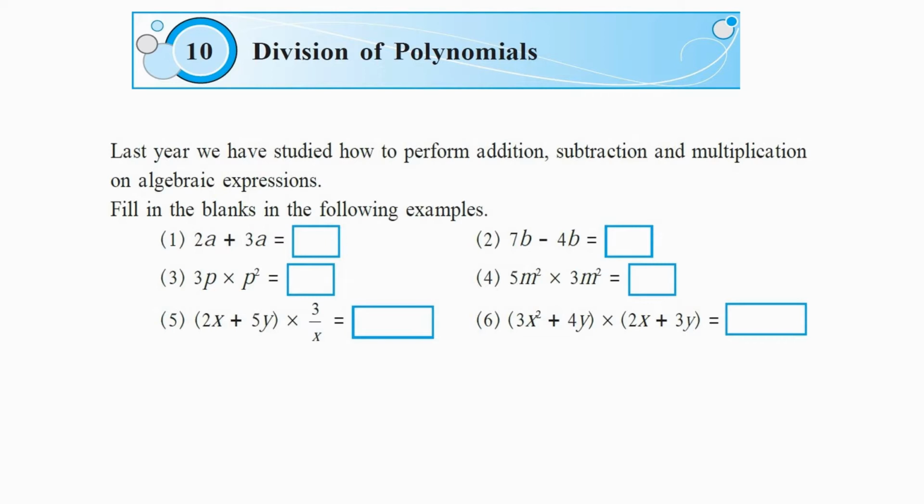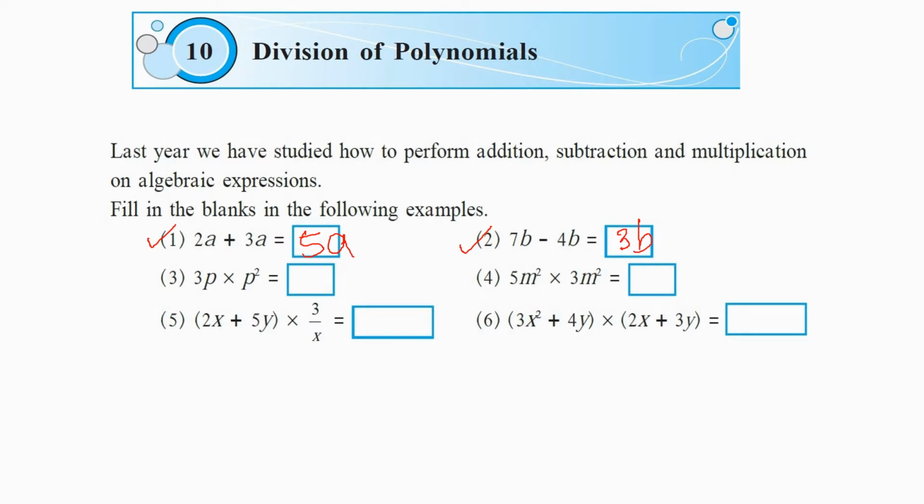So the first example, if you see, it is written 2a plus 3a. Both of the terms have the common variable, that is a. Hence, we can directly add it to get 5a. So here we'll write 5a. The second one, if you see, it is 7b minus 4b. Similarly, in this case, the variable is the same, so we can directly subtract 7b minus 4b, which will give us 3b.